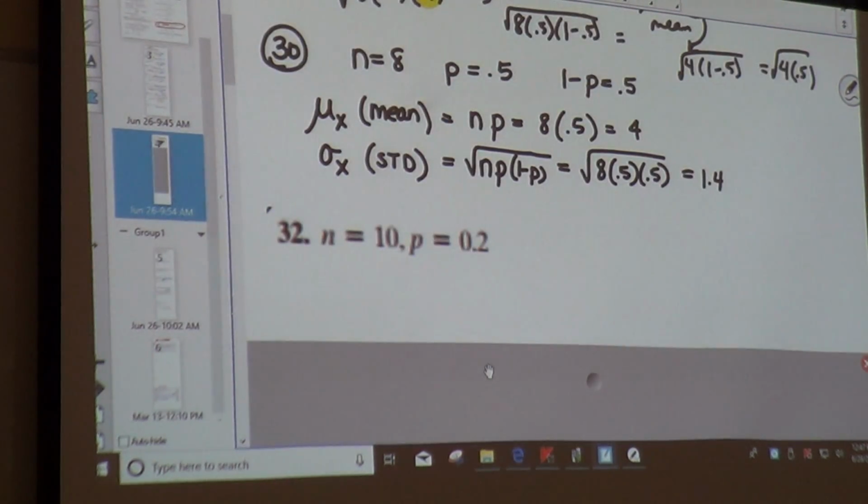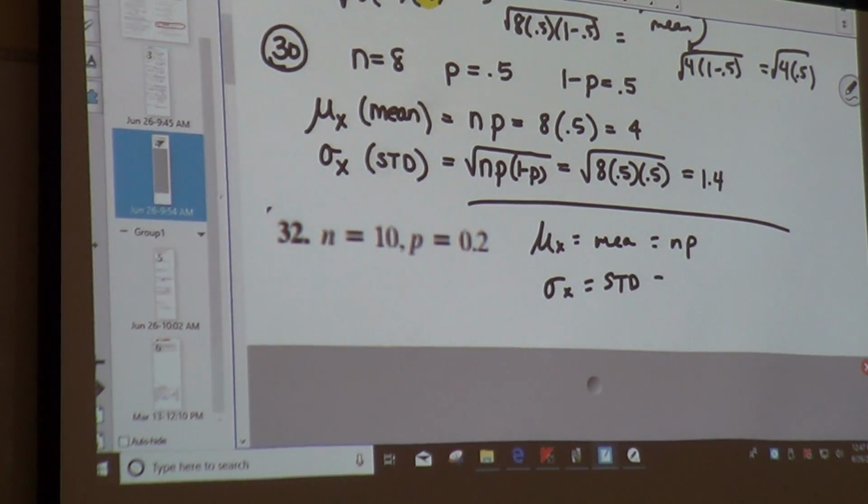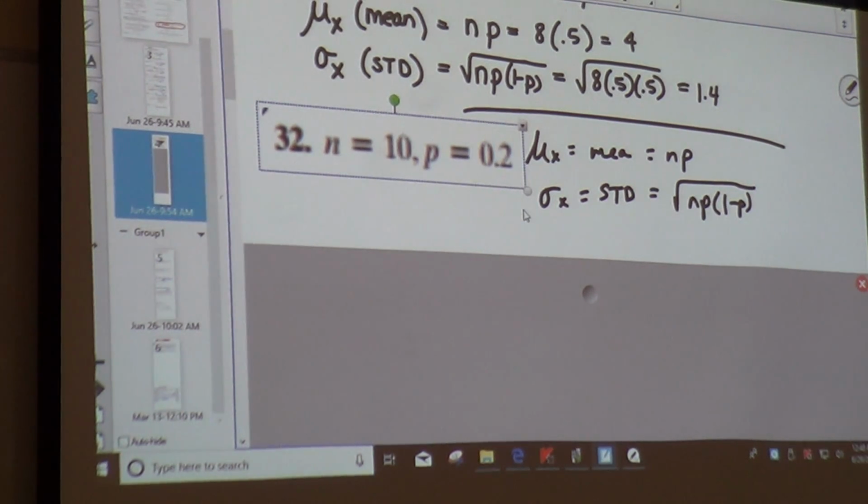So for this one, our two formulas are that the mean is n times p, and that the standard deviation is the square root of n times p times 1 minus p. However you want to do it, I just want to know the mean and the standard deviation. So whatever floats your boat. They did the standard deviation to 1 decimal point.